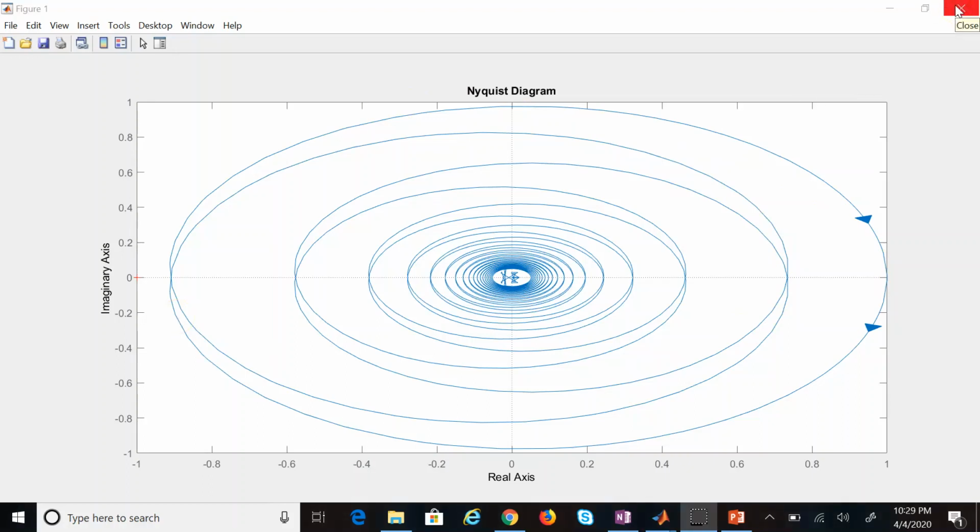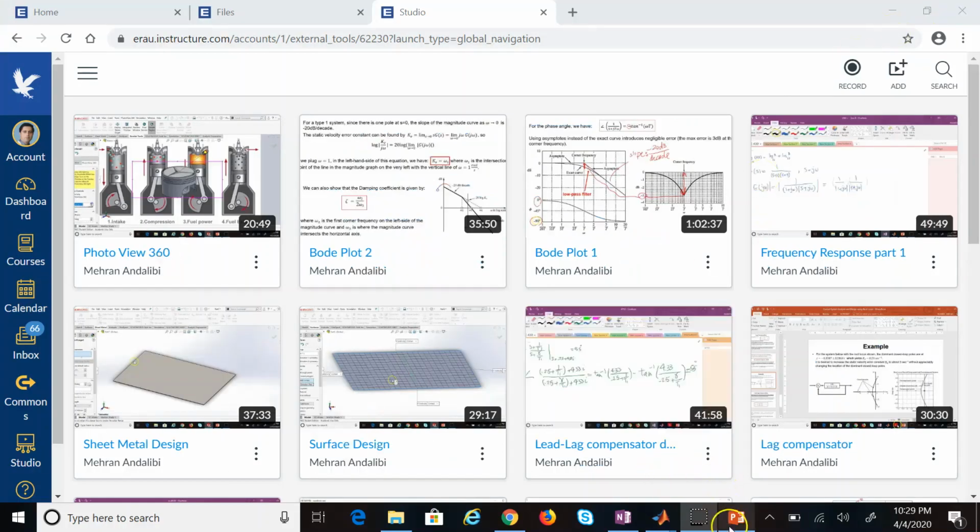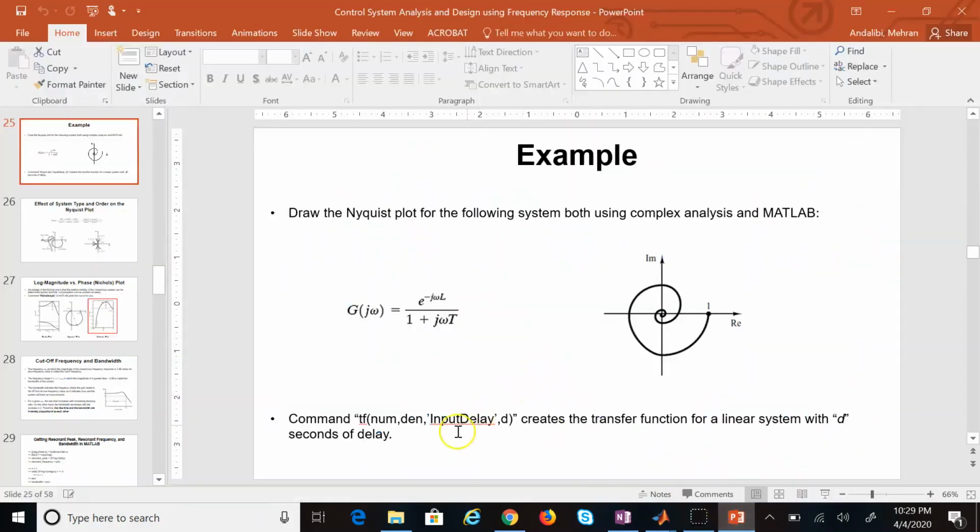Okay, now that you have seen we can do linear systems with delay, let's move on. And by the way, I have added this command as typed text instead of just written to the slides for you.